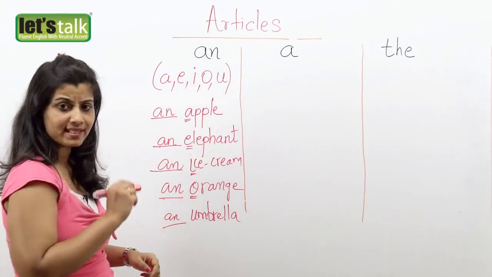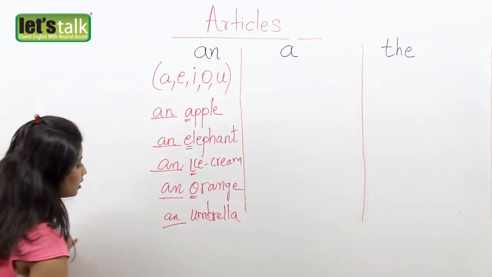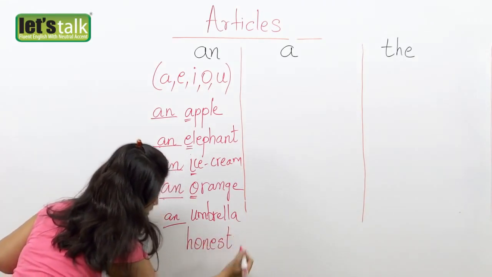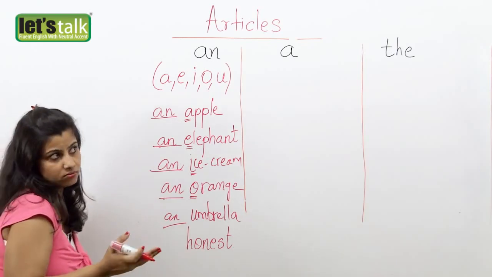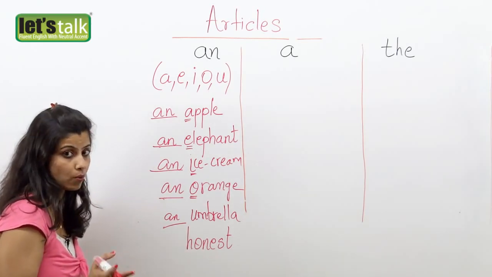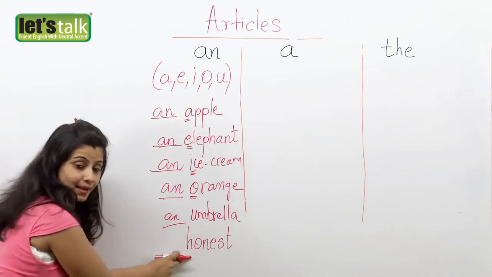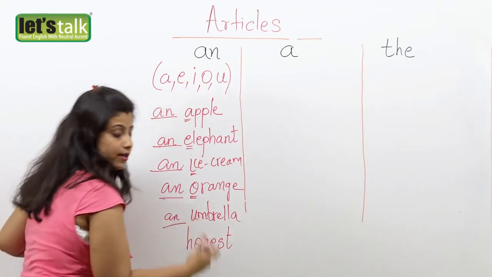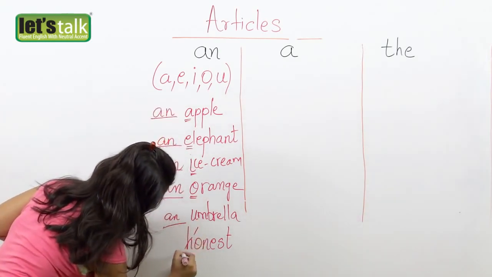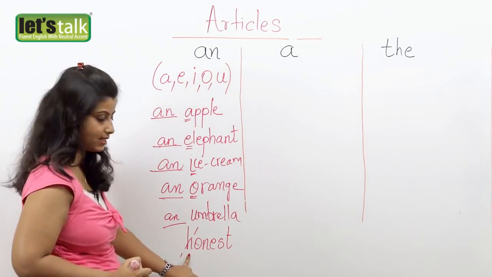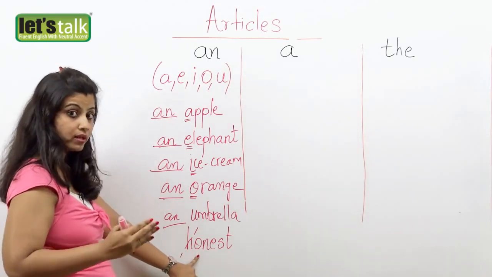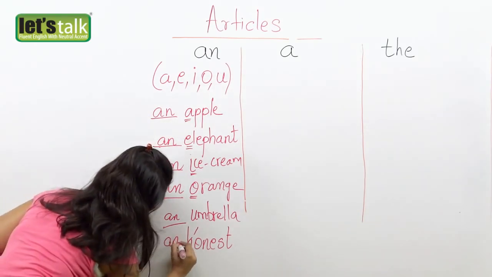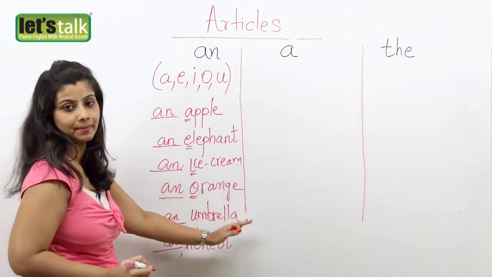Okay, there are a few exceptions here which I will tell you about. Let's take the word honest. When I say he is, can I say he's a honest man? No, I'll tell you why. When I pronounce the word honest, I have to say 'onest' and not 'honest'. So automatically the H becomes silent and the first sound, my word, begins with the sound O. So that is why I am going to write an honest man.